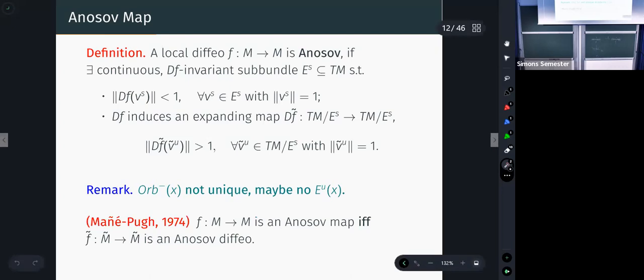Also, on the other hand, Nian and Pew showed that you are an Anosov map if and only if in the universal cover you are an Anosov diffeomorphism.